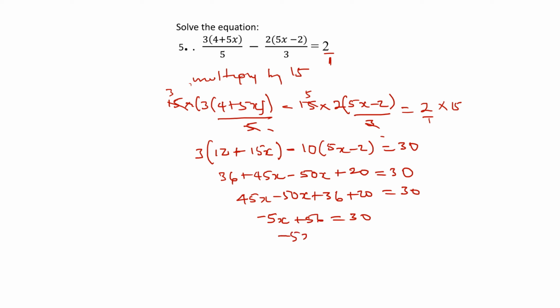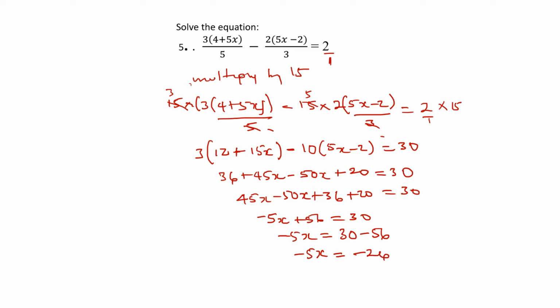Minus 5x is equals to, bring this one over. You first of all write 30 because it's already there. This one goes over, so it becomes negative 56. We first of all write 30, then we send 56 over and it becomes negative 56. So we now have negative 5x is equal to 30 minus 56 is minus 26.